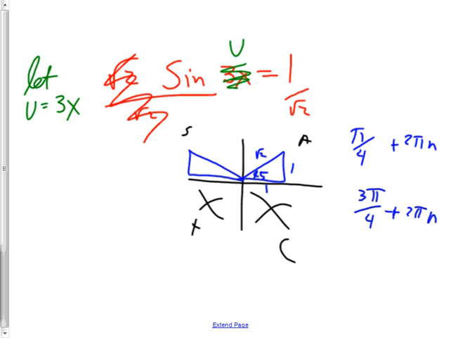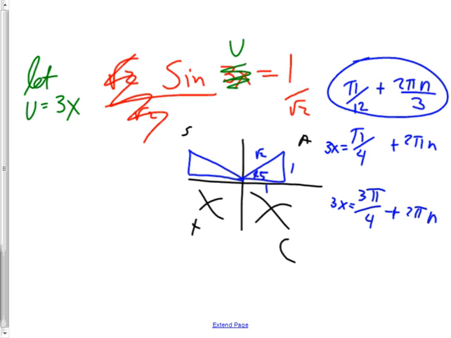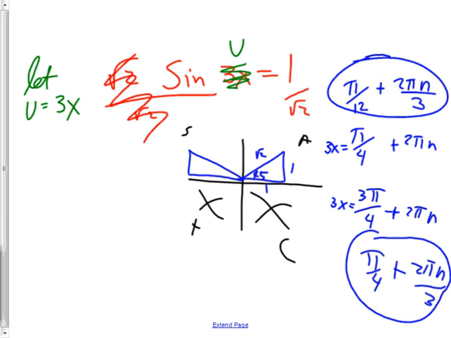Then, am I done? No, because I figured out u, and I really have 3x equals this, and 3x equals that. Now I'm going to get rid of the 3 by multiplying by 1/3 on both sides. This one turns into pi over 12 plus 2 pi n over 3. Raise your hand if you had that one right. Okay, good. And this other one, I multiply by 1/3 on both sides, and that'll make it pi over 4 plus 2 pi n over 3. So there's your two answers.